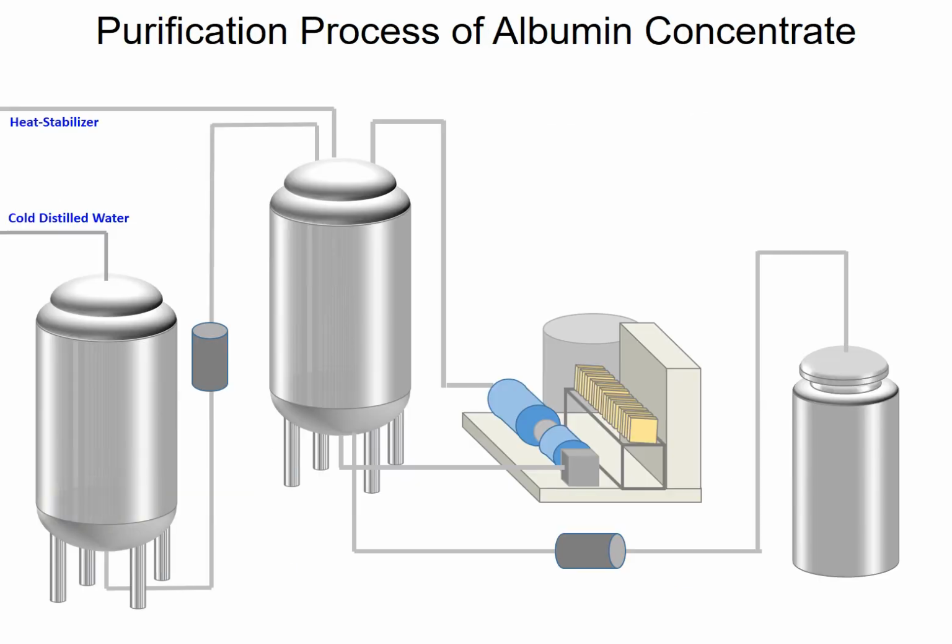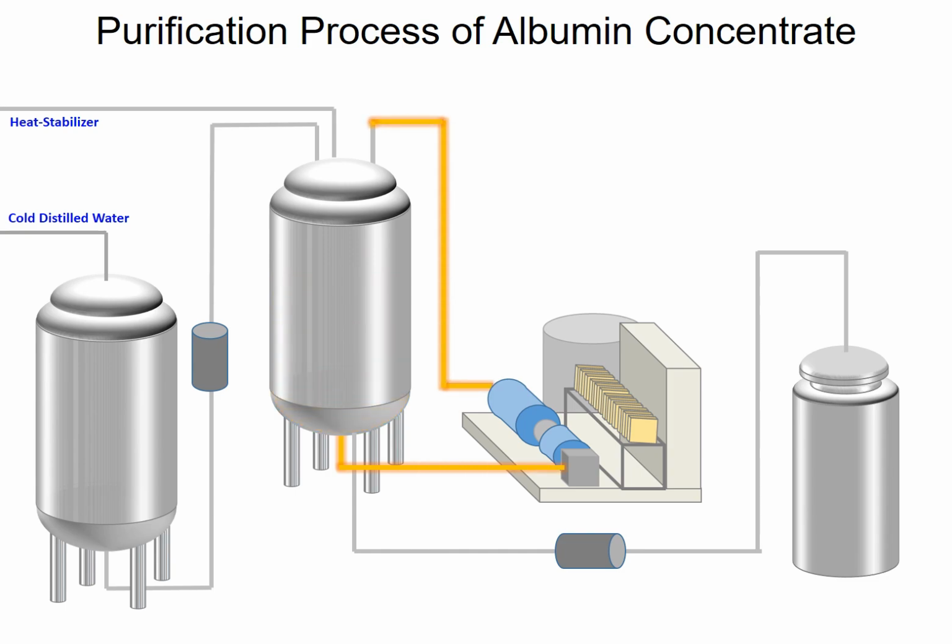The albumin paste is dissolved in cold distilled water, and then filtration for clarification is performed to remove impurities. After that, ultrafiltration for dialysis and concentration is performed to remove ethanol and to adjust the required concentration.